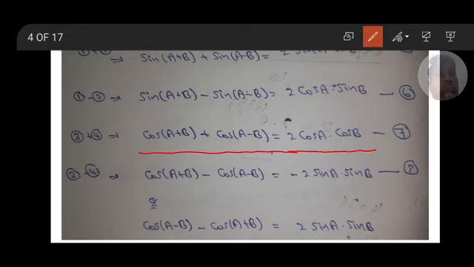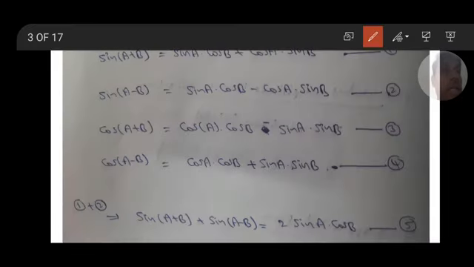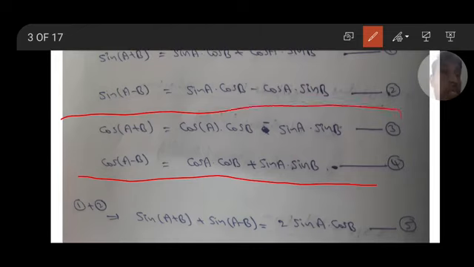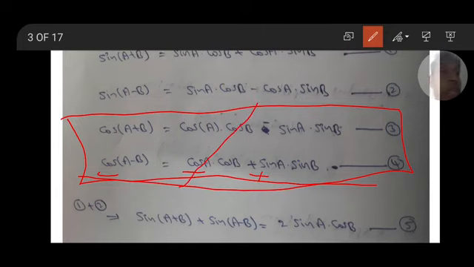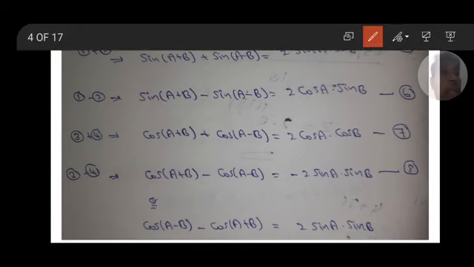If you subtract 3 minus 4, we get cos of a plus b minus cos of a minus b equals minus 2 sin a sin b. Okay, let us look at that one. If you subtract these two equations, minus becomes plus. Cos a cos b minus cos a cos b cancel. Minus sin a sin b minus sin a sin b gives minus 2 sin a sin b. So cos of a plus b minus cos of a minus b equals minus 2 sin a sin b. That is the formula.